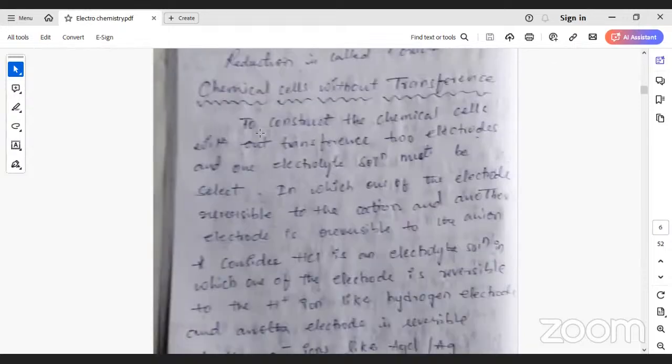Did you understand the electrochemical series, then the concept of chemical cells and concentration cells with transference and without transference? Is it clear?